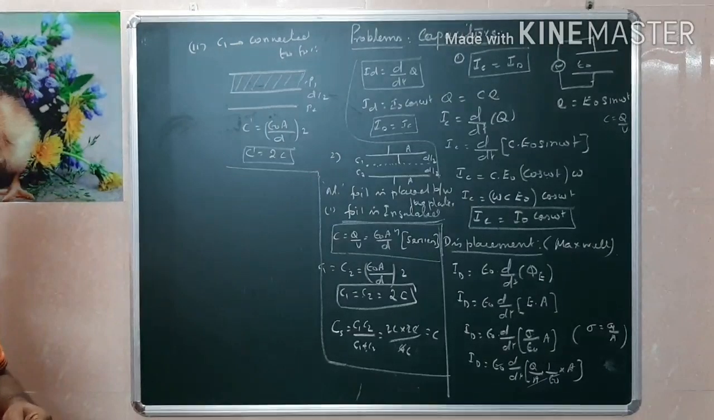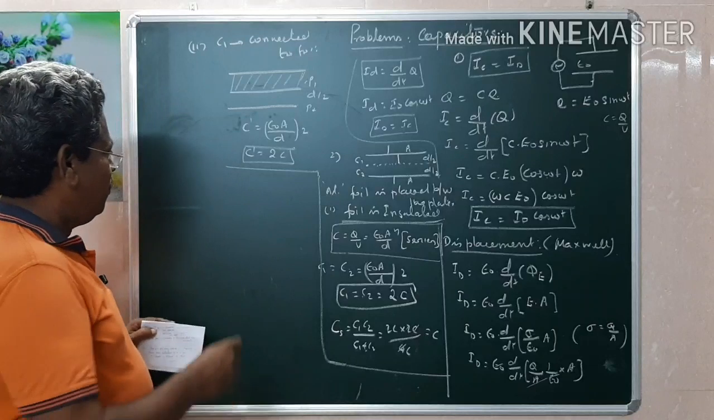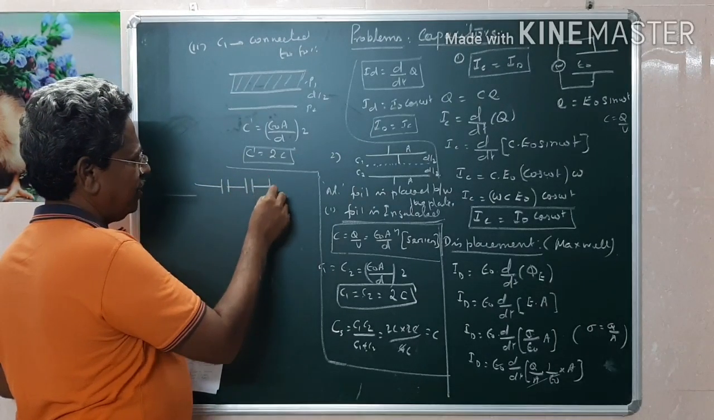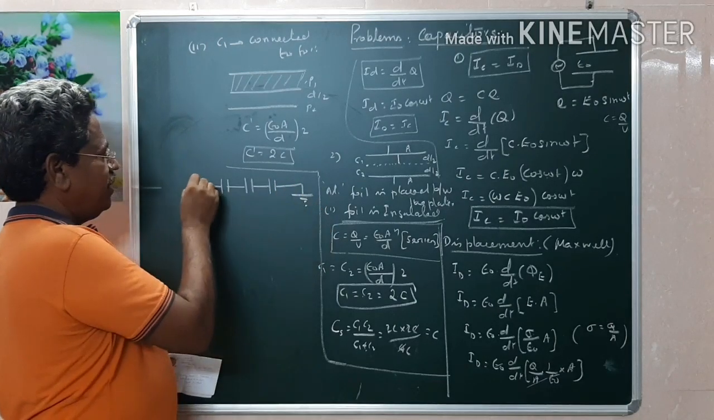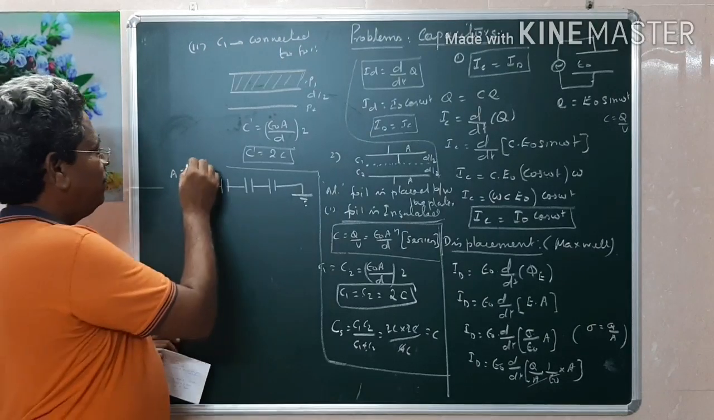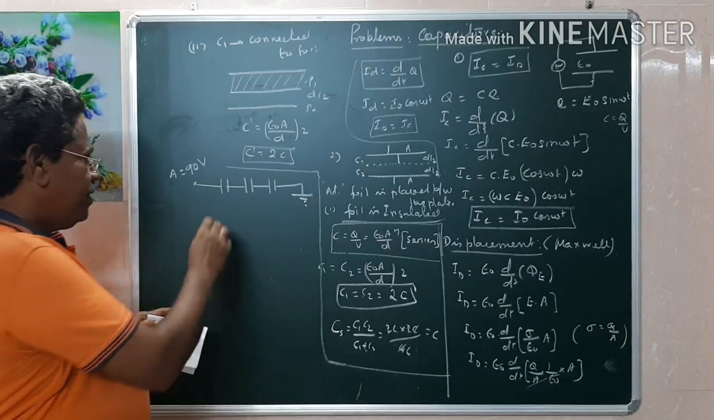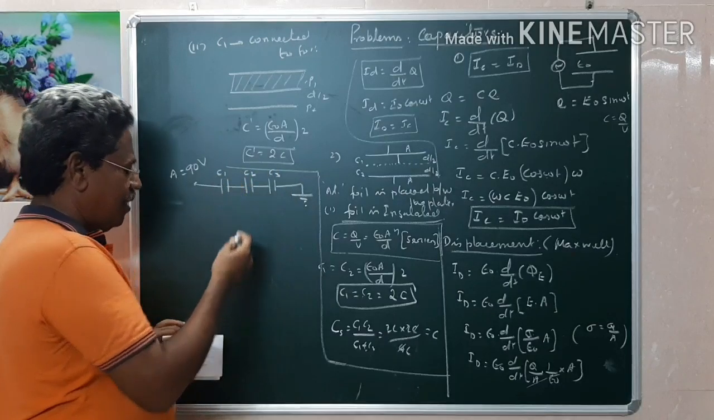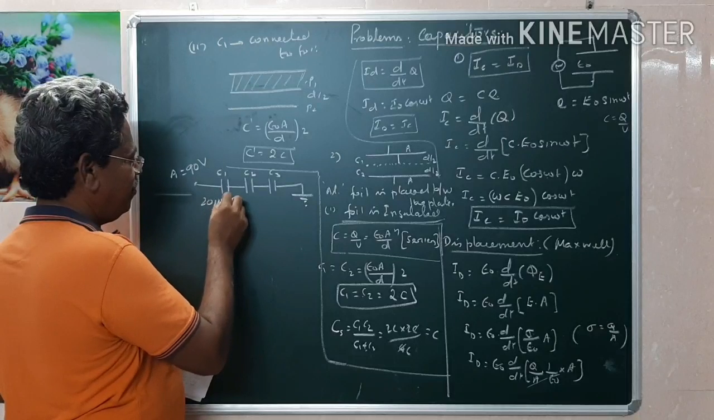Then the third one. I want to solve one more problem. Suppose there are 3 capacitors, 1, 2 and 3, all connected in series, with one end connected here and here is A. This A is provided with a potential of 90 volt. They have given this capacitance C1, this C2 and this C3. The value of C1 is 20 microfarad.